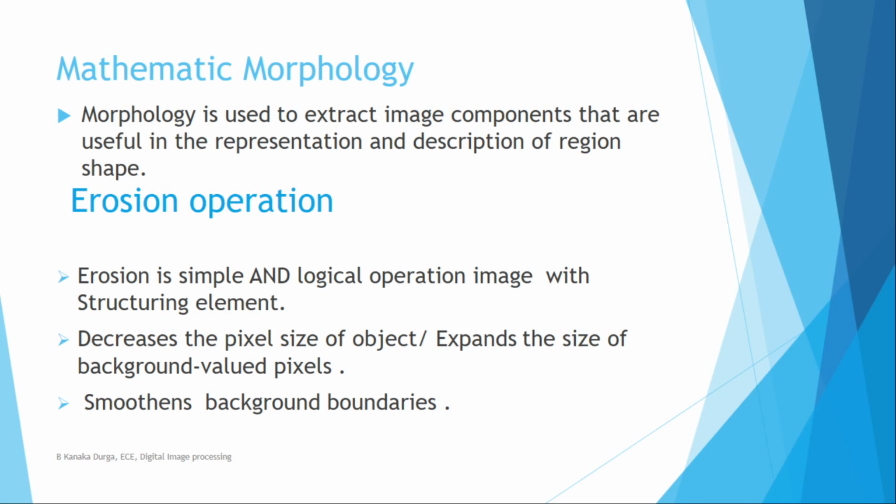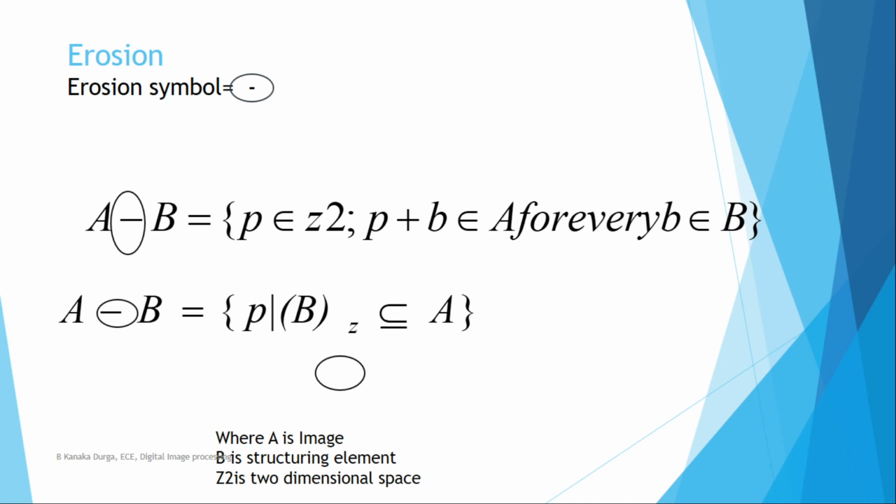The erosion operation is a simple logical operation on the image with respect to a structuring element. If I consider an image A and a structuring element B, and apply the erosion operation, the size of the object is going to decrease. We will see that in the observations part. It also smoothens the background boundaries with respect to the pixel values. So what is the symbol for erosion? The symbol for erosion is a minus sign with a circle.